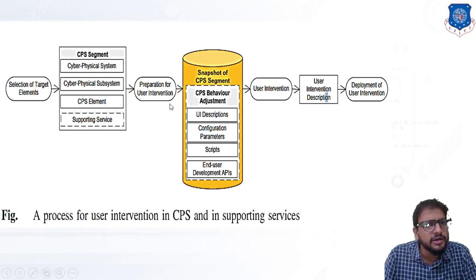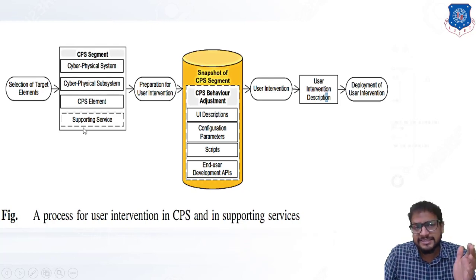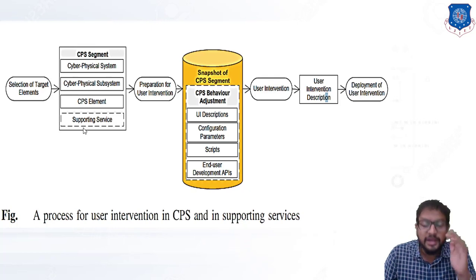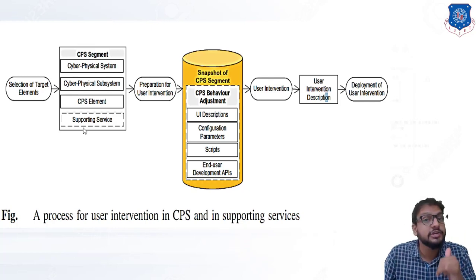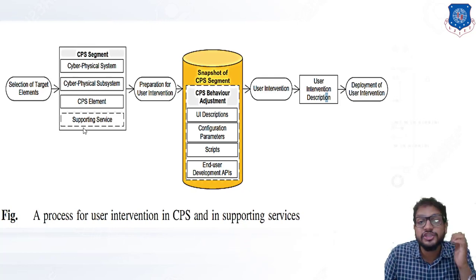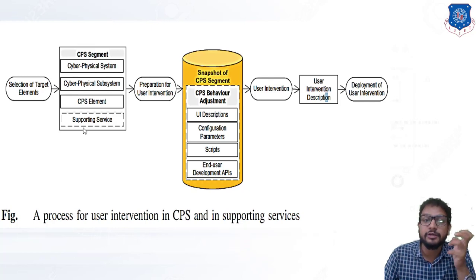Now this could be a cyber physical element or a supporting service, right? In our last case we took an example. In that, the elements were the 3D printing machine, the printing machine, and the storage and retrieval machine, right? And the supporting services were the change product application and the monitoring services. So these are the target elements for a CPS. Remember this. So this is the first step.